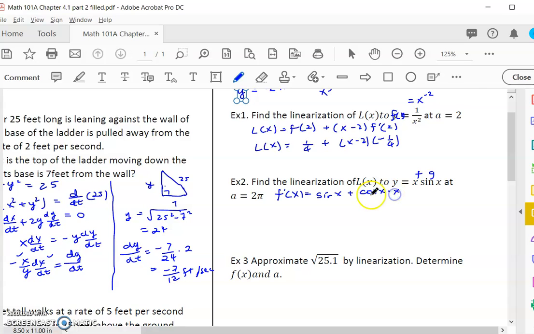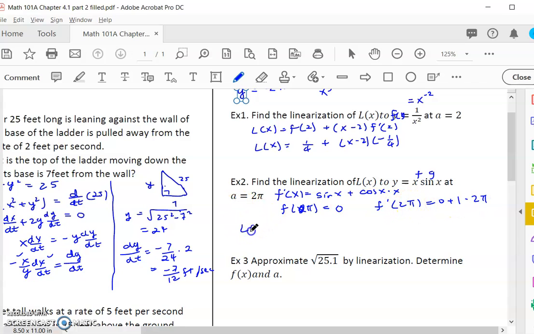And then to do linearization, we have to do f of a first, which is f of 2 pi. F of 2 pi meaning we plug in here, so sine 2 pi is 0, so everything is 0. We also need f prime of 2 pi. Notice our a is 2 pi. So I would do sine 2 pi is 0, and the cosine 2 pi is 1, 1 times x is 2 pi. So f prime of 2 pi is 2 pi.